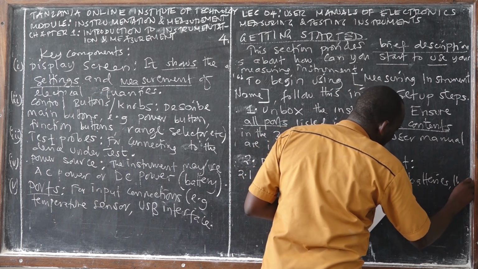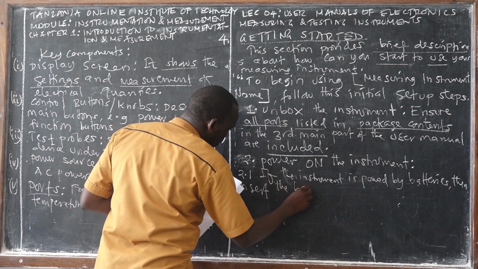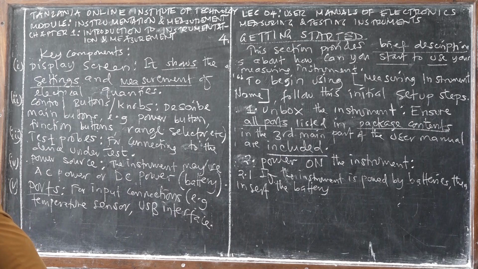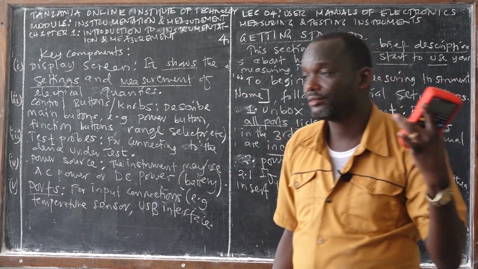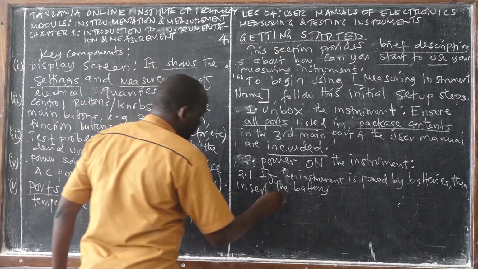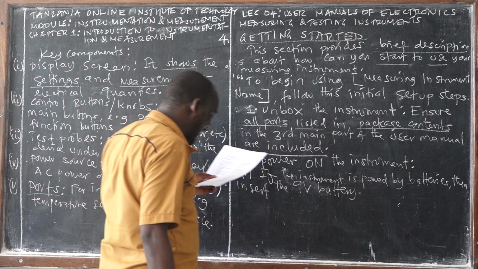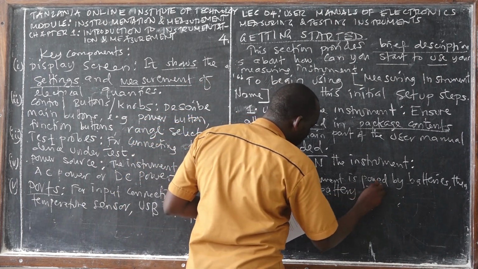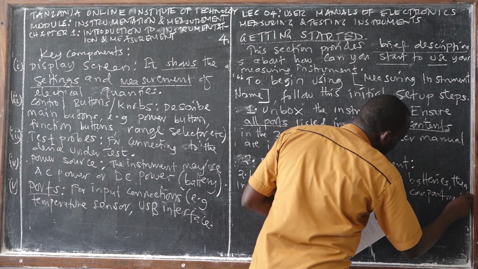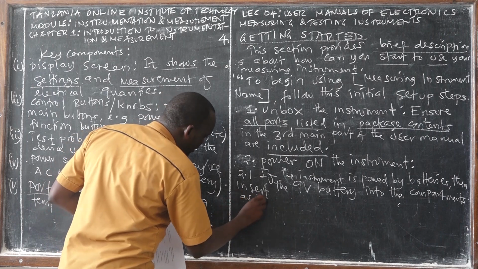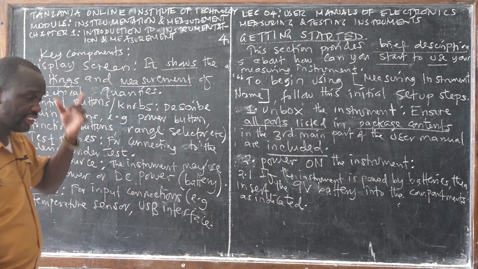then we say insert what? Insert the battery. And remember that this digital multimeter and all digital multimeters actually use the 9-volt battery. Say, 9-volt battery. After you insert the 9-volt battery into the compartments as indicated. Indicated where? In the user manual. Stop writing.